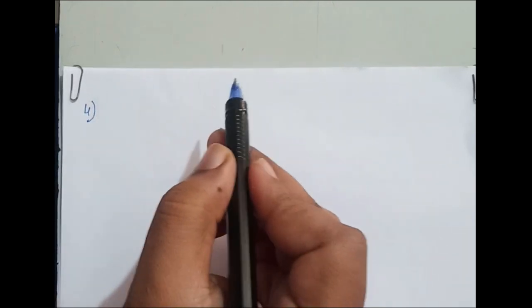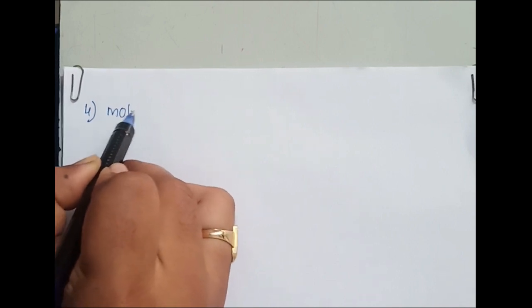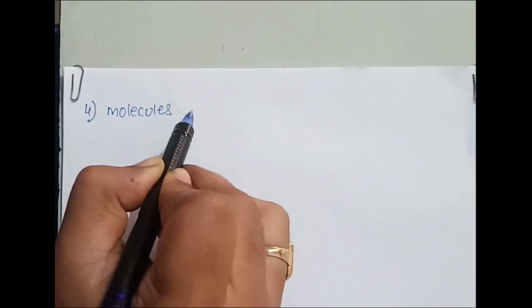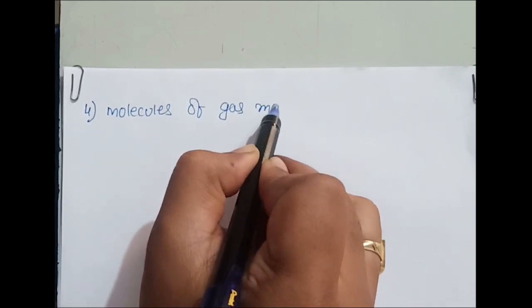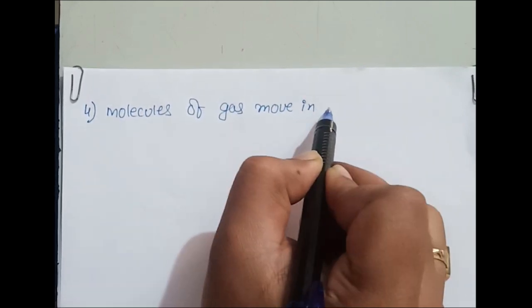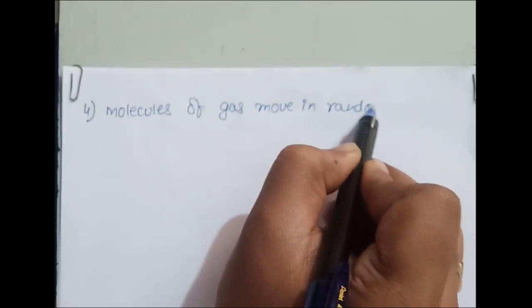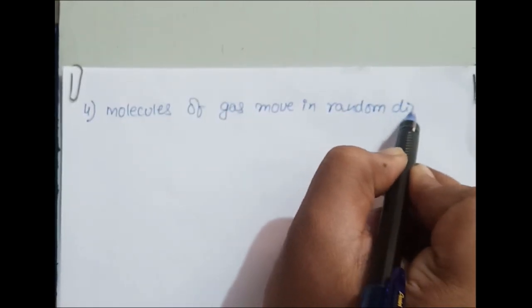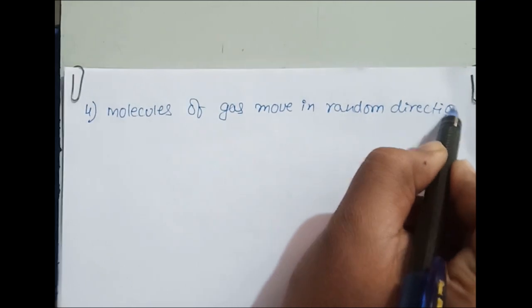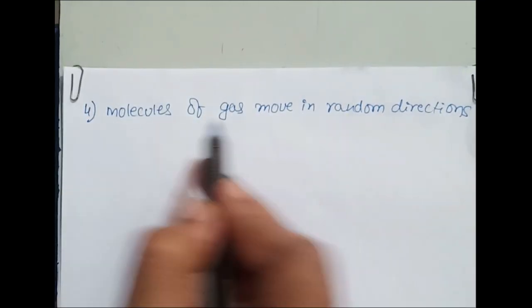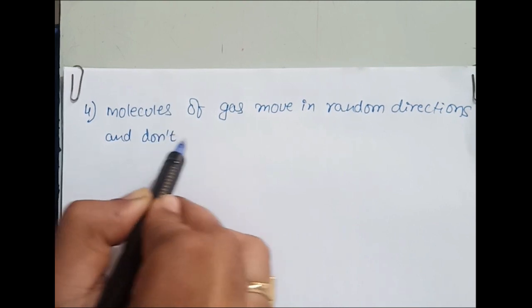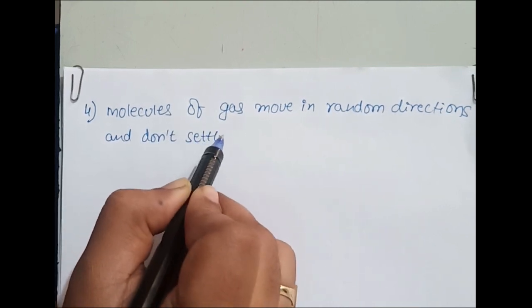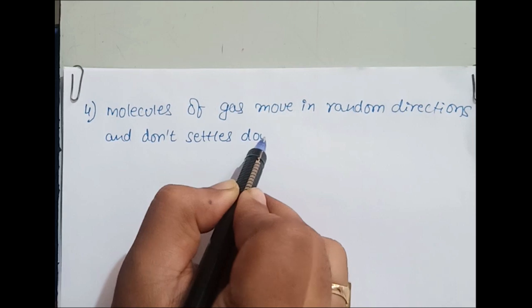Now, point number 4 says the molecules of gas move in random direction. Random direction means they move in different directions and do not settle down. So they never settle down. That is what they say.